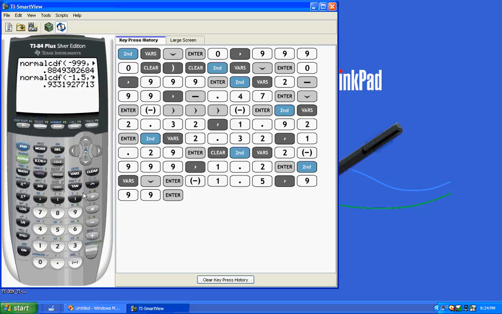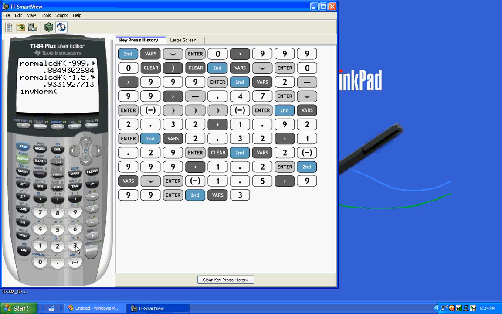Finally, we had where we were working backwards. So we knew the percentage of the area, but we didn't know the z-score that gave it to us. So your calculator can also help with that. If you go back into the distribution menu, number 3 is inverse normal, and that's what we want. For inverse normal, the argument's not too complicated. You just want to type in the percentage.